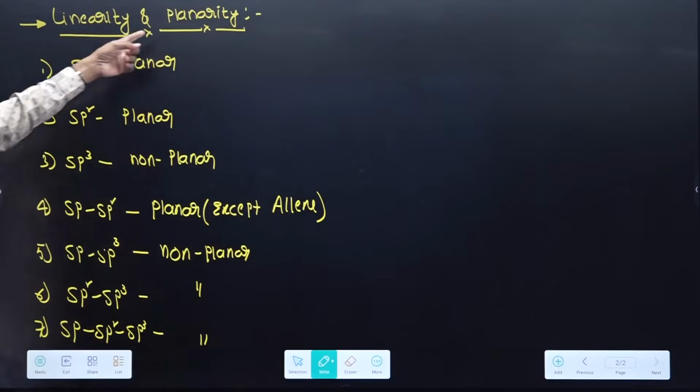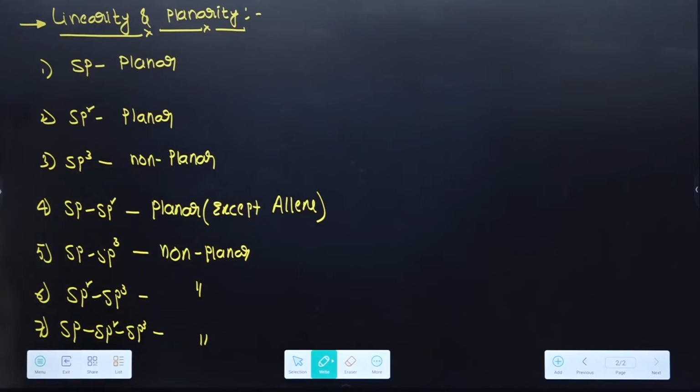You write clearly planarity or planar molecule. Both are same. Just make a correction in the spelling.